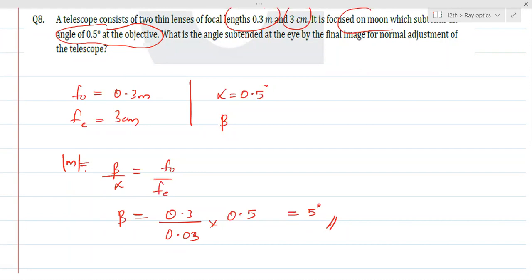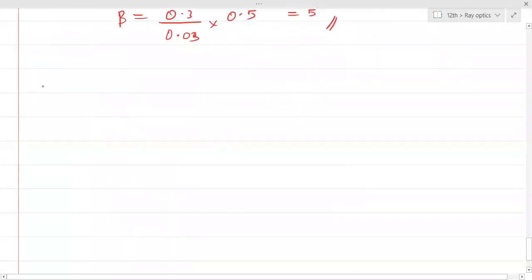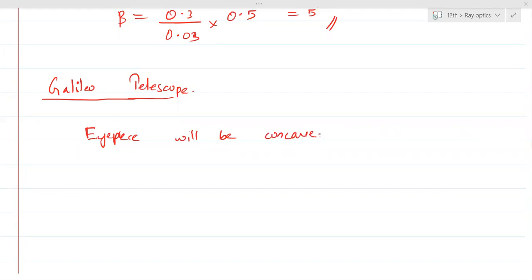Okay. Now, let me go into another type of telescope. It is just a simple one, the Galilean telescope. Now, what is this? In this, the eyepiece will be a concave lens. Which lens? The eyepiece will be concave, not convex. Let me again give you the diagram so you'll understand.